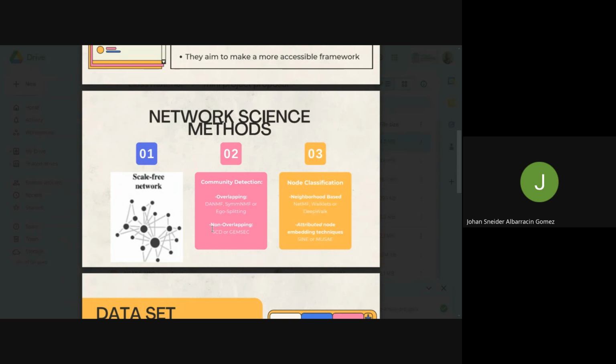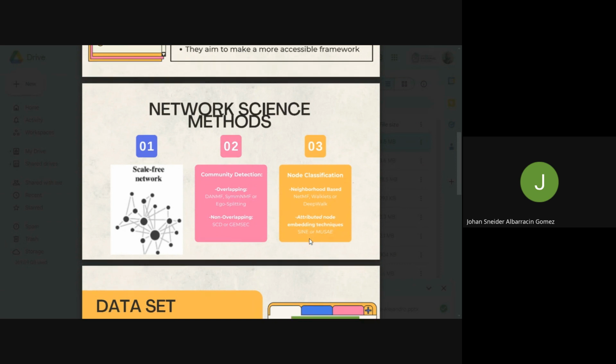We have to say that in this paper they work with a lot of methods and techniques, but in our case we're going to focus on some specific algorithms, for example for overlapping community detection we're going to work with ego splitting, and for non-overlapping with SCD. And then we have node classification, where we can also see two different methods or techniques. The first one is neighborhood based, and the second one is attribute node embedding techniques.